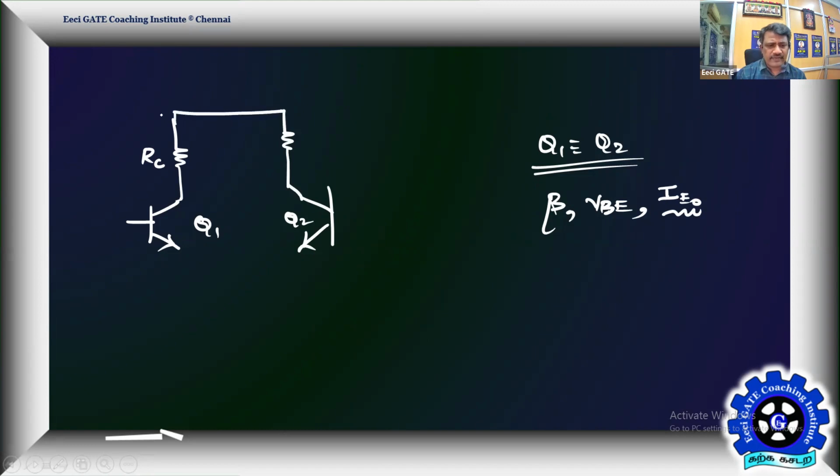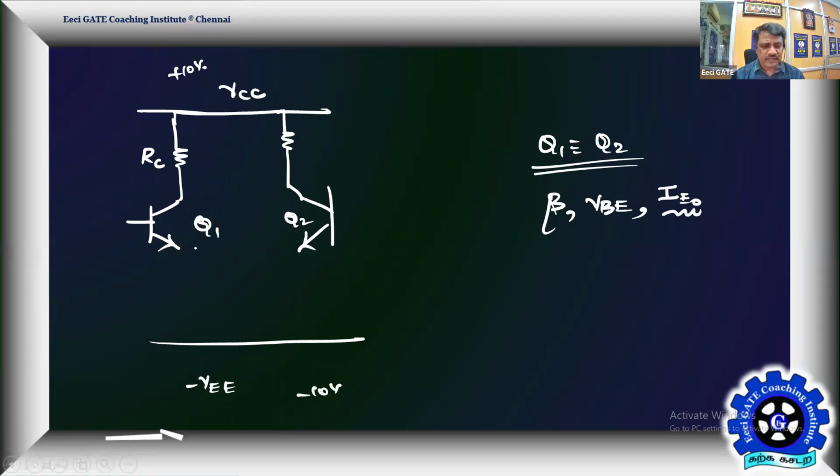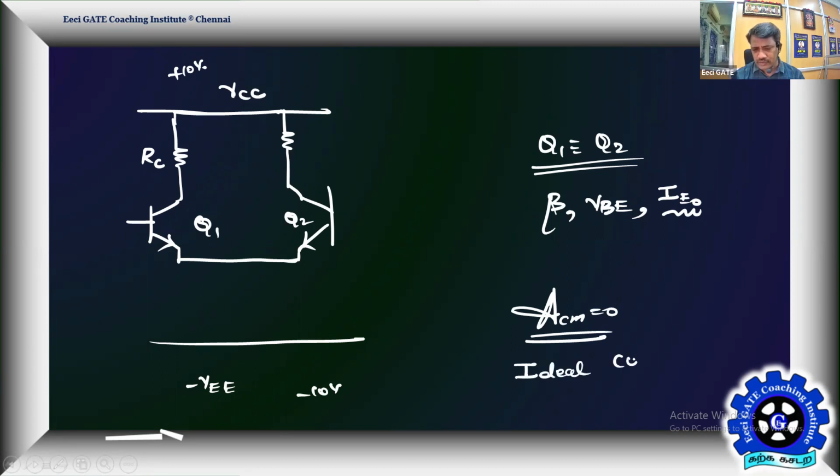The top rail is excited by VCC, the bottom rail by minus VEE. This will be a minus 10 volt and this will be a plus 10 volt rail. For a reason, we use plus 10 and minus 10. Then the two emitters join together. If you want to make the common mode gain 0, the difference amplifier should be built using an ideal current source.